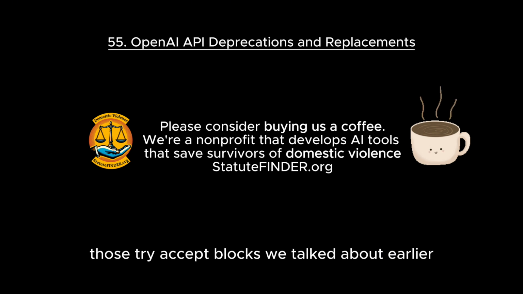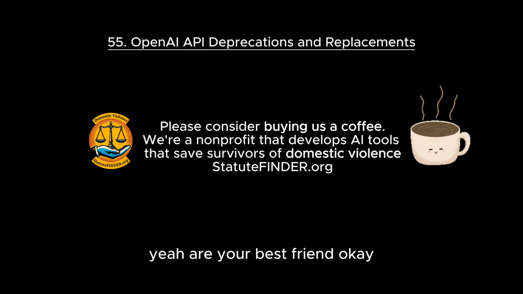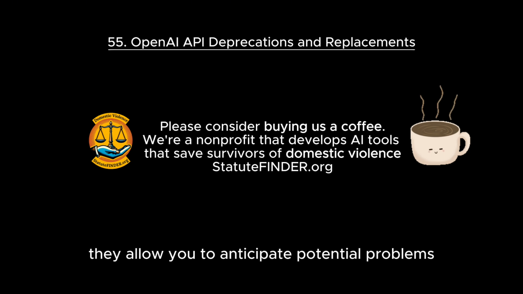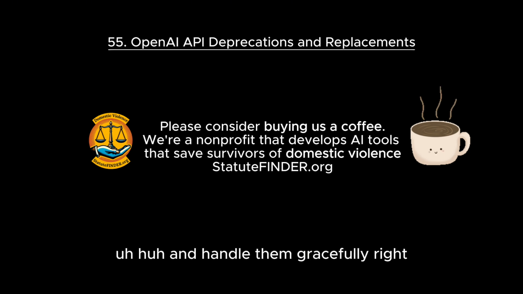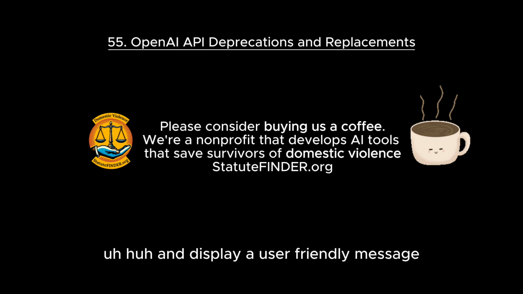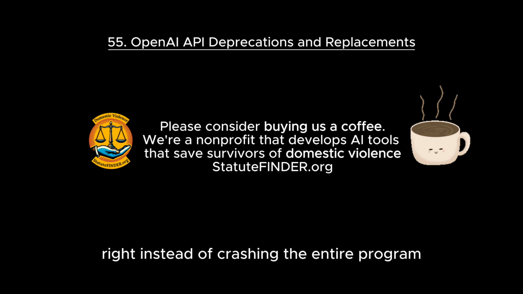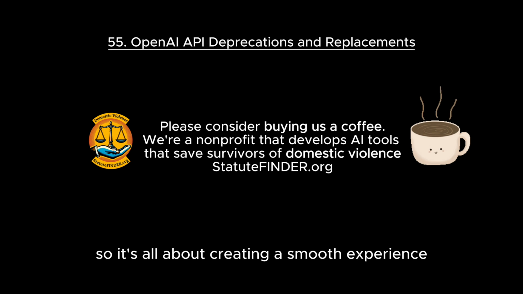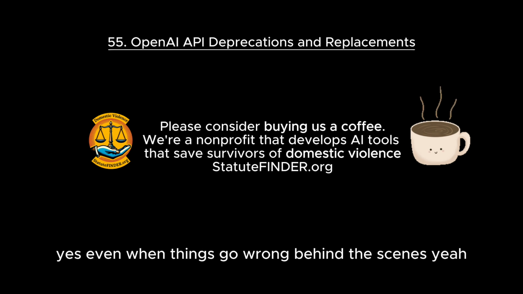Those try except blocks we talked about earlier are your best friend. They allow you to anticipate potential problems and handle them gracefully. For example, if an API request fails, you can catch the error and display a user-friendly message instead of crashing the entire program. So it's all about creating a smooth experience, even when things go wrong behind the scenes.